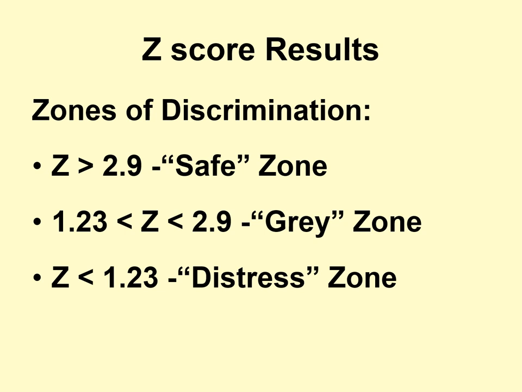If we are below 1.23, we are at the distress level. If we are in between 1.23 and 2.9, this means we are in the gray zone. And if we are greater than 2.9, our company is safe. Of course, safe means liquidation is not a topic right now, and we have no problems with a bankruptcy situation, and we are good to go. We are a going concern with no problems.